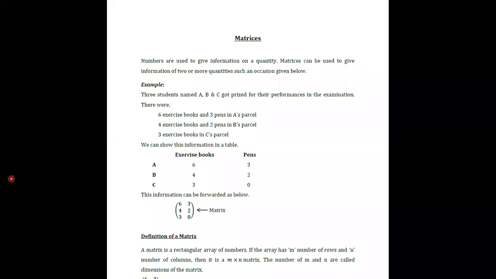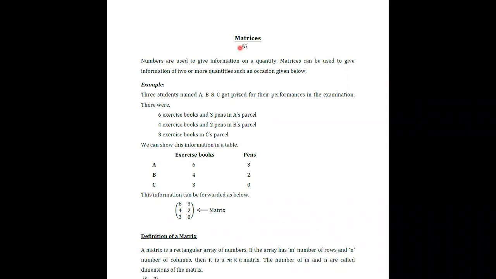This will be the first session on matrices. Numbers are generally used to give information on a quantity. It is quite like if you need to identify some quantity, then you are using numbers. For example, if you are asking how many students are there? There are 127 students. Likewise, to measure a quantity, you can use numbers.